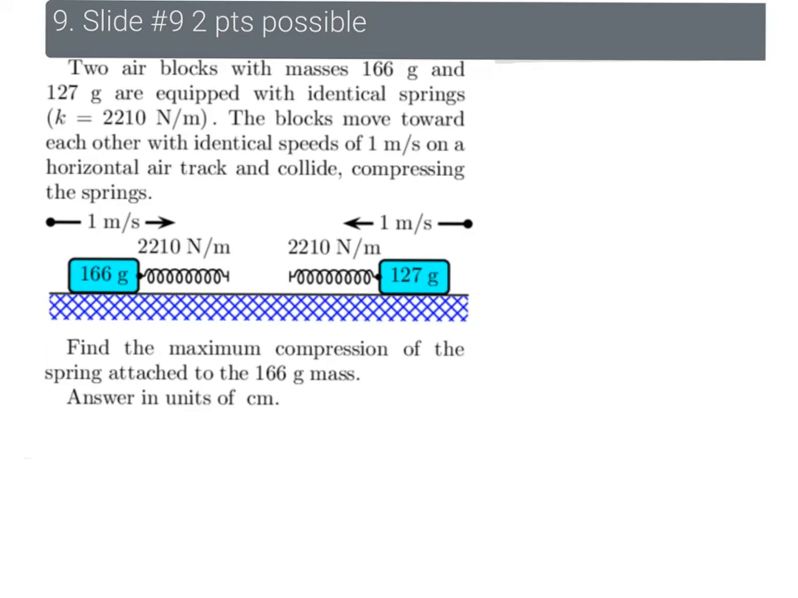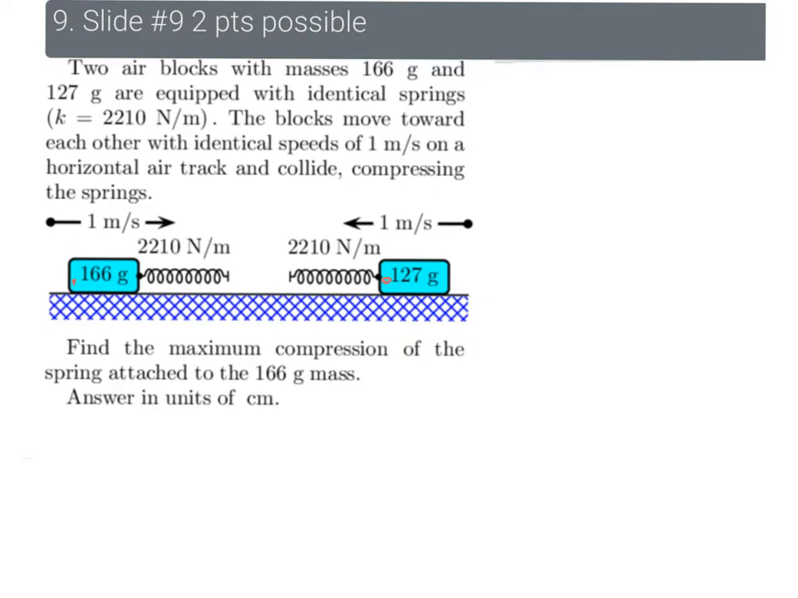Alright, so this is a fun question that turned out to be a headache all morning, but I think it's worked out now. The first thing we want to do is make sure we convert the masses just by dividing by 1,000. That's pretty simple and straightforward.